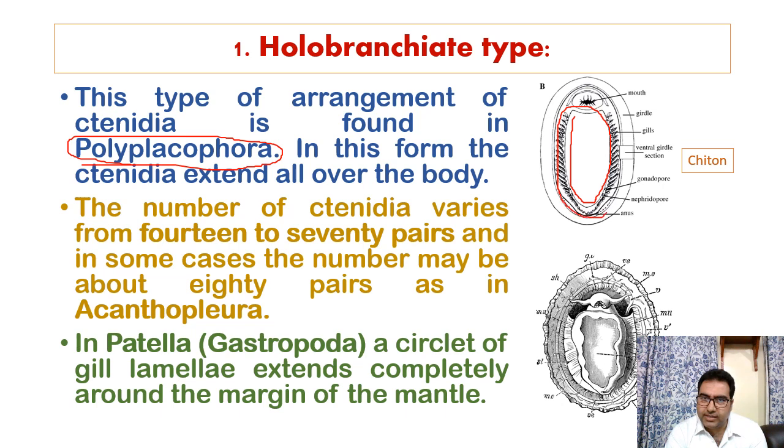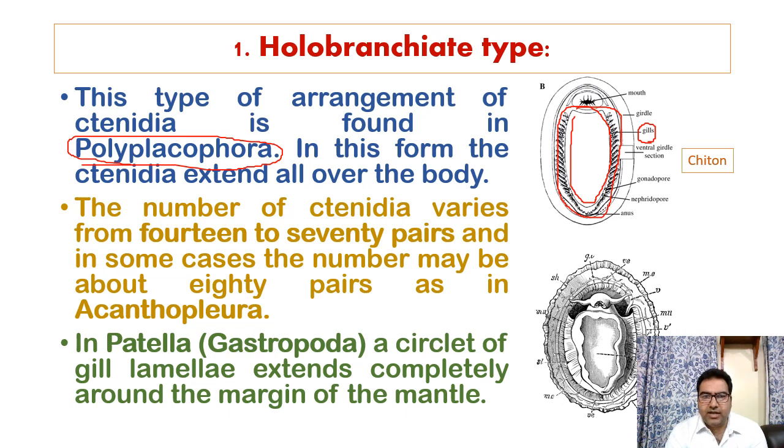So you are seeing here that these are all Ctenidia. These very comb-like structures are usually the gills. These are the gills which are present all over the body. So that is why we call them holobranchiate.